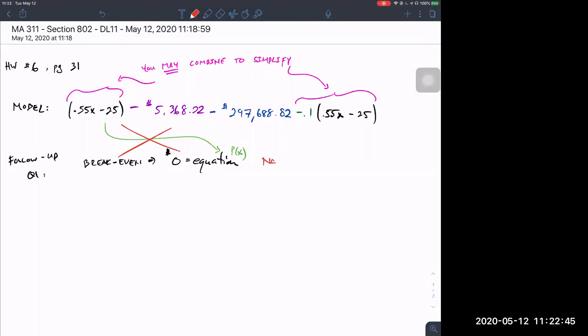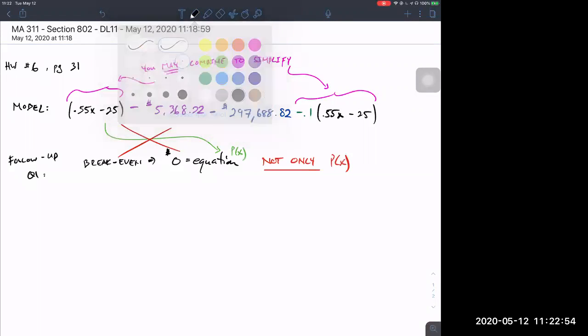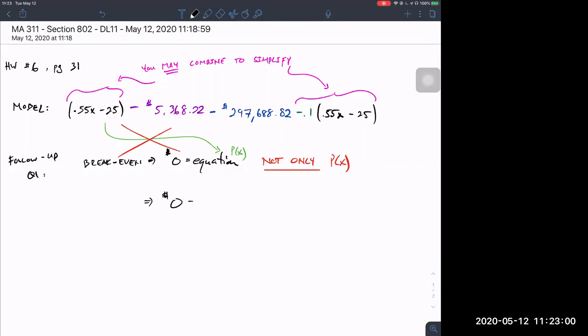It is not only P of X, right? If we're asking for break even for the follow-up question, the implication is that you want to set $0 equal to the entire model. Whatever month I'm asking for, it has to be everything. So it's this entire 1, 2, 3, and 4 pieces right there. Okay, so that's the second thing.